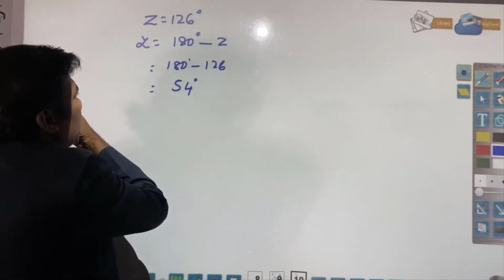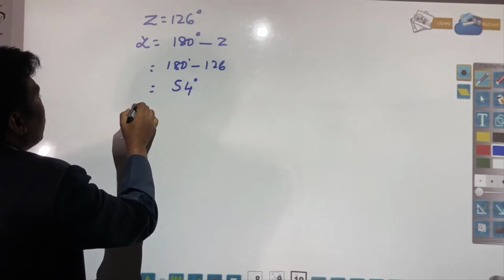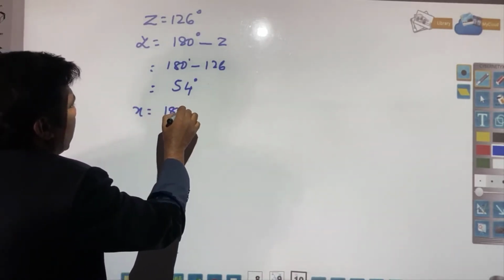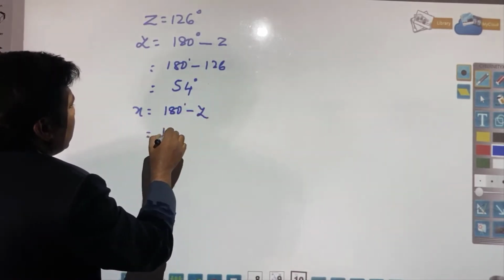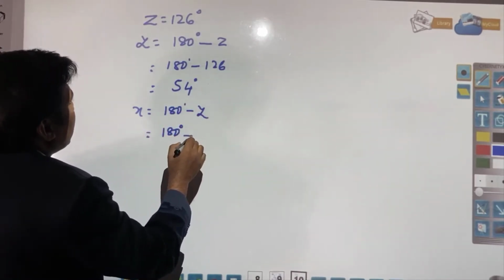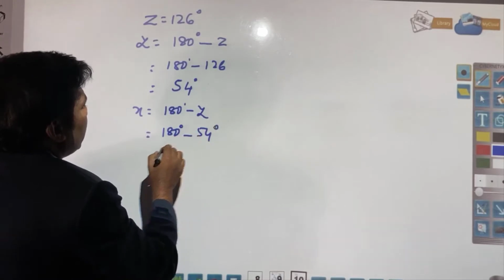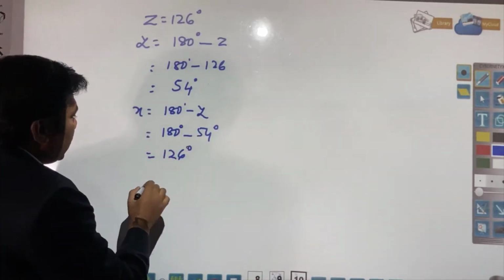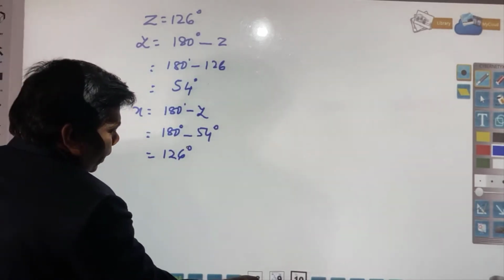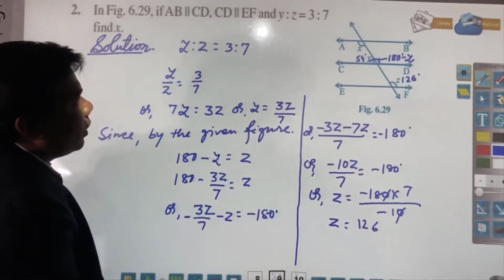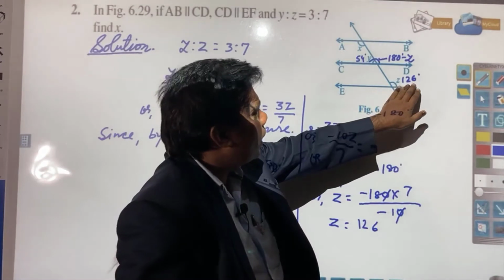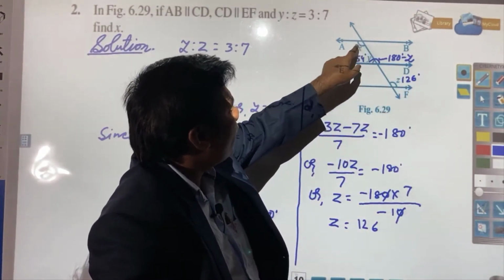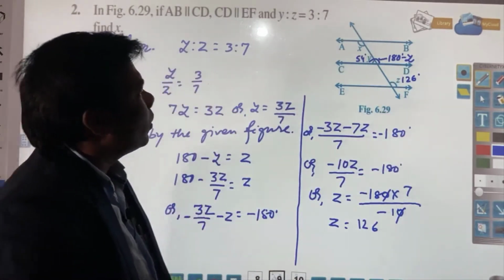So here you see your X will be equal to 180 degree minus Y, and that is equal to 180 degree minus 54 degree, and that is equal to 126 degree. So X, Y and Z you have to find out. So you have got all three. Z you have got 126, Y you have got 54 degree, X you have got again 126 degree.